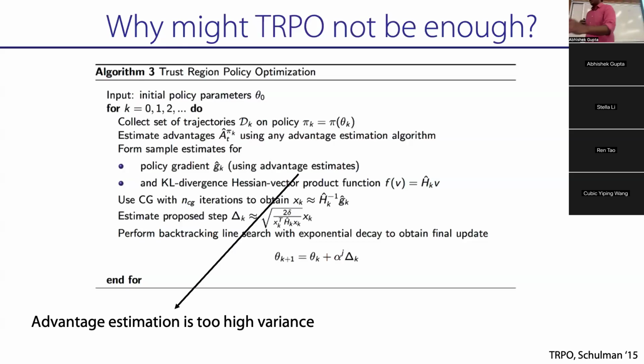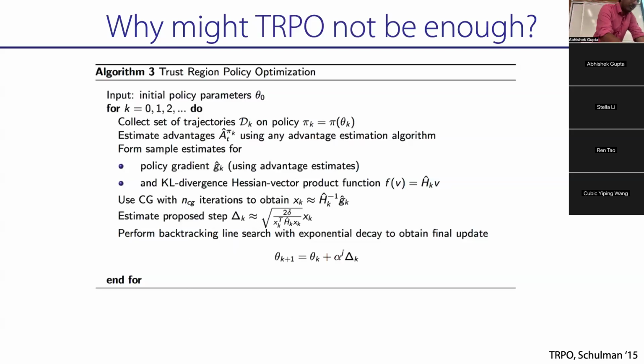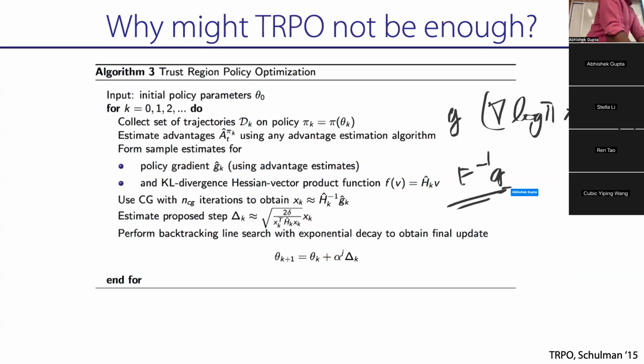So the issue with TRPO, or one thing we haven't talked about that much, is the advantage estimate. If you remember, in policy gradient we did grad log pi times the sum of rewards minus some baseline. We talked about how, if this is your gradient, we try to make it F inverse G. We made this all efficient. But this is still pretty high variance. This sum of rewards minus baseline, which is often what you'll call an advantage, is still pretty high variance.